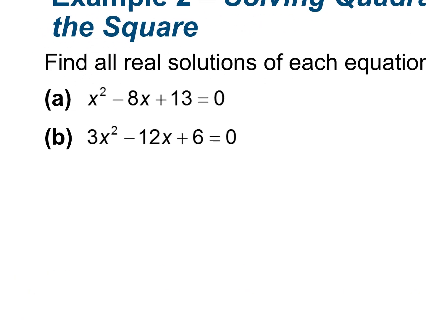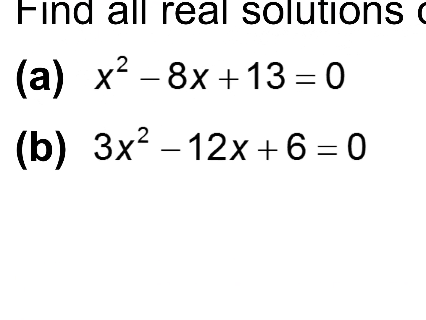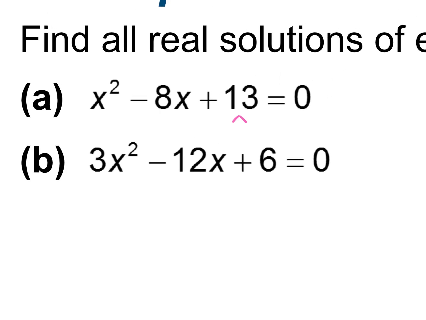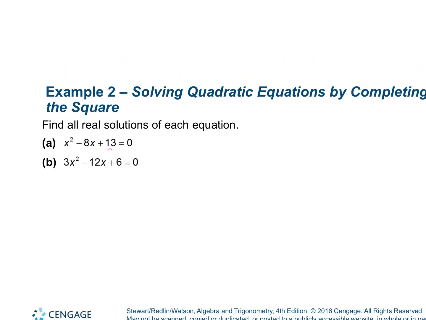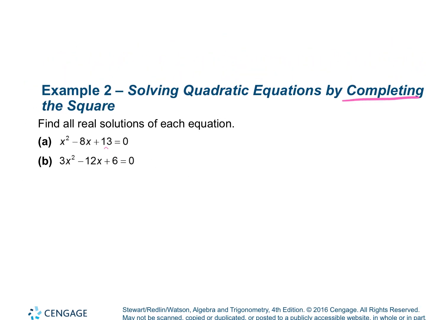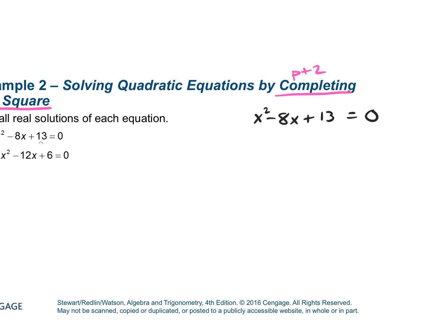Looking at A in example 2, do we have two factors of 13 that add to negative 8? No, we don't. So for questions like this, we have to talk about another strategy that we're going to use to solve. This one, it says to solve by completing the square. We're actually going to complete the square tomorrow in part 2. So this is going to be part 2 notes. We're going to save this slide for tomorrow.